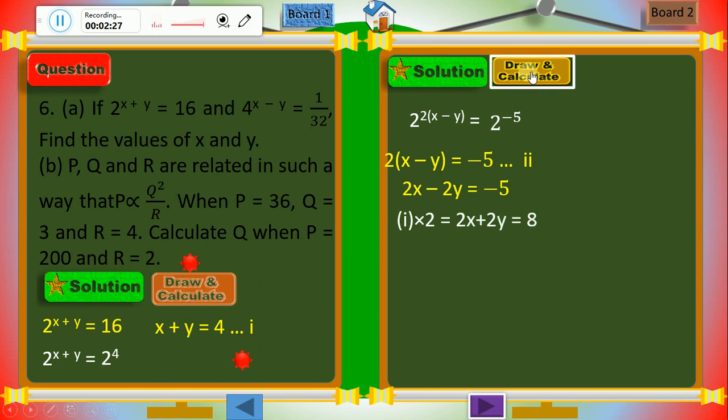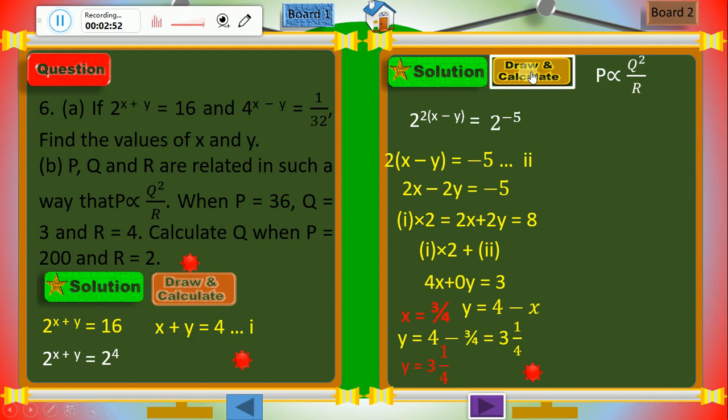Equation 1 multiplied by 2. Then equation 1 times 2 plus equation 2, giving us x is equal to 3 over 4. Making a substitution, y will be equal to 3 over 4.